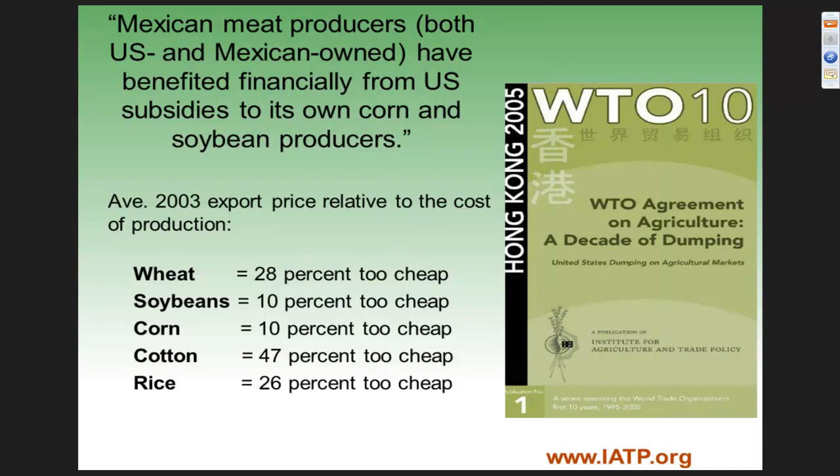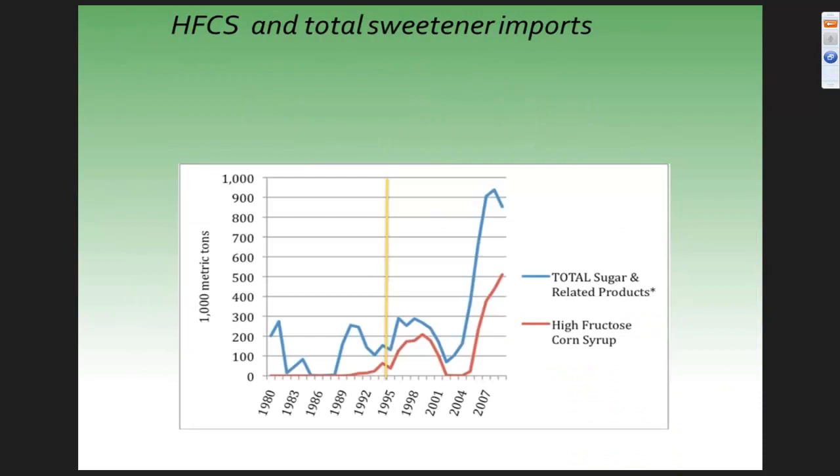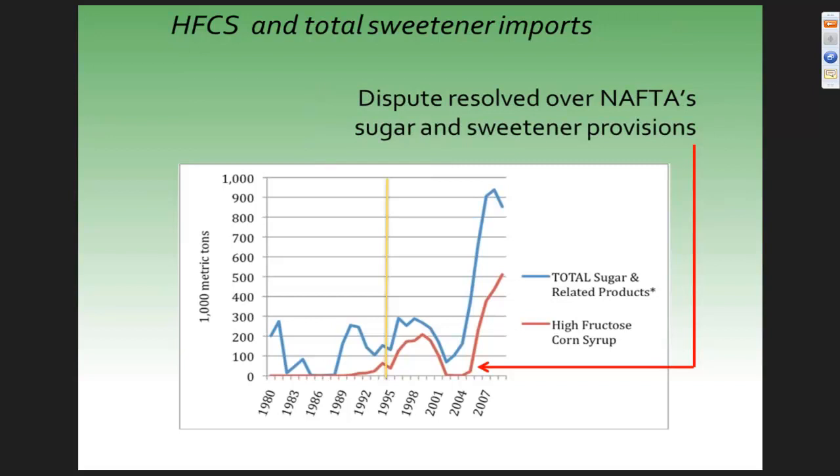Now, if you look at high fructose corn syrup, which is obviously made from this yellow corn, it's an interesting case because what happened was even after NAFTA, Mexico had in place a law which prohibited use of corn syrup instead of sugar as a sweetener in things like soda pop. And as a result, the importation of high fructose corn syrup and many sweetener products remained quite low. That went into a NAFTA dispute, which was ultimately resolved in 2006. And almost immediately, you saw this enormous increase in Mexican importation of high fructose corn syrup and related products.